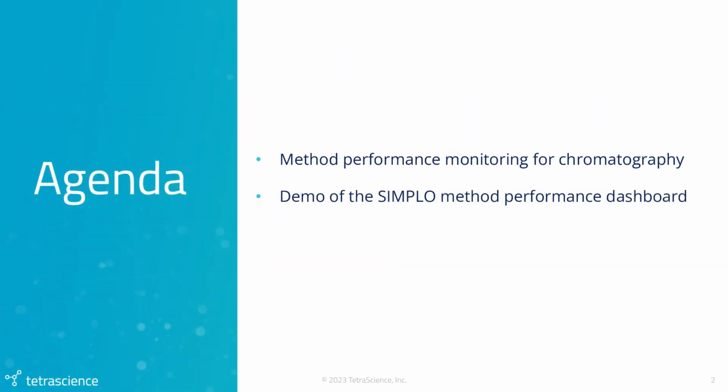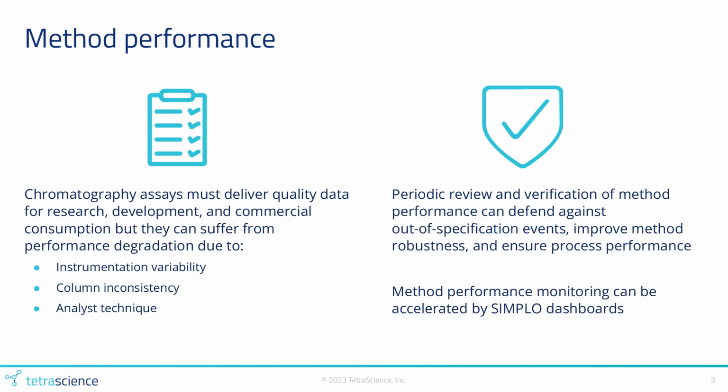The dashboard I'm about to show you focuses on accelerating and automating crucial elements of method performance monitoring. Chromatography assays must deliver quality data for research, development, and commercial consumption. However, they can suffer from performance degradation due to instrument or column variability, as well as differences in analyst techniques. Review and verification of method performance, although a traditionally laborious process, can help. It defends against out-of-specification events, improves method robustness, and ensures process performance.